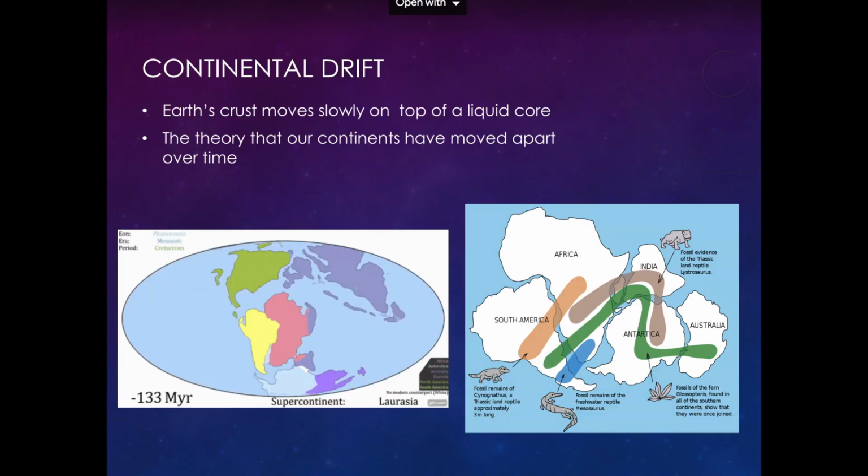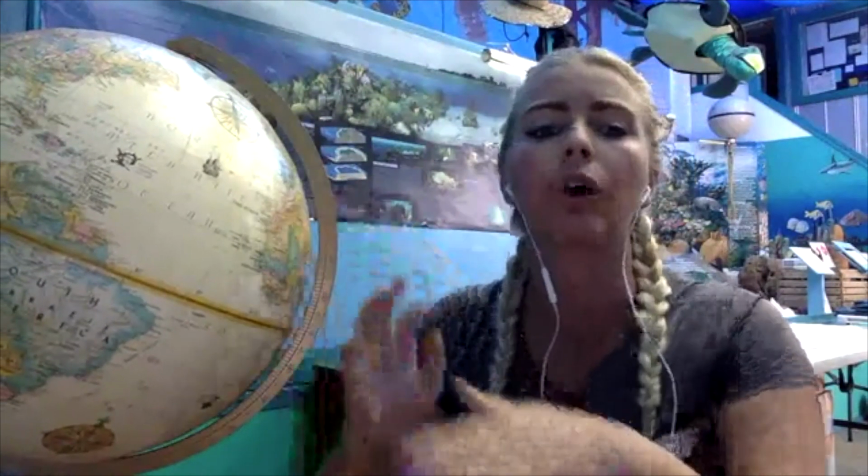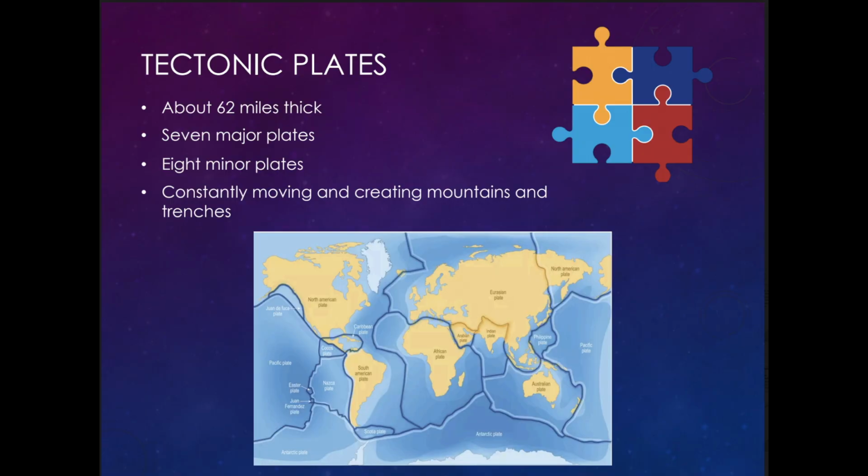So the idea is that 600 million years ago, we had what we call Pangea, and it was a supercontinent. And over time, it broke up into what we have now. Then what we have, we call Continental Drift. So the idea of Continental Drift is that our crust on Earth is slowly moving on top of a liquid core. So some of you, maybe you older students, have learned about this with tectonic plates. And it goes along with the theory that our continents have slowly moved over time, and they are currently still moving.